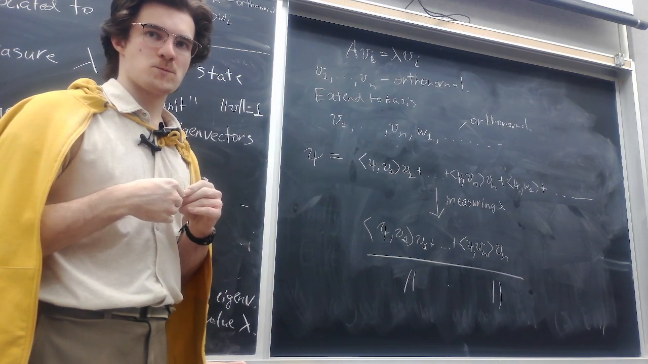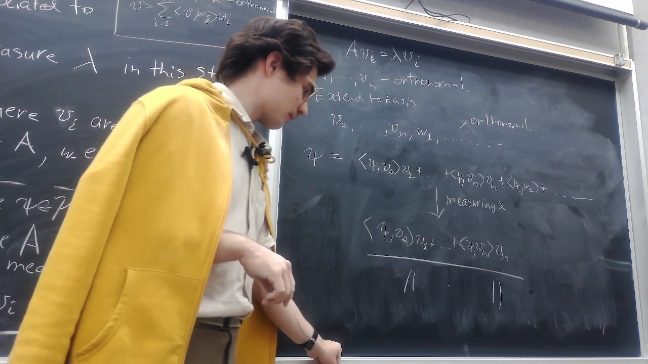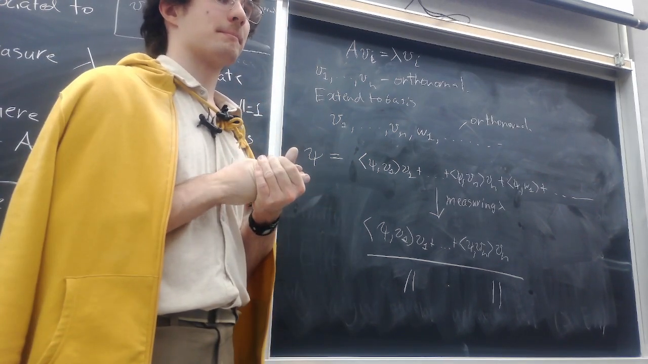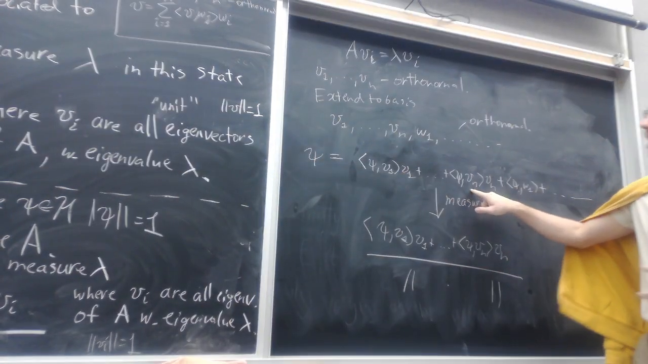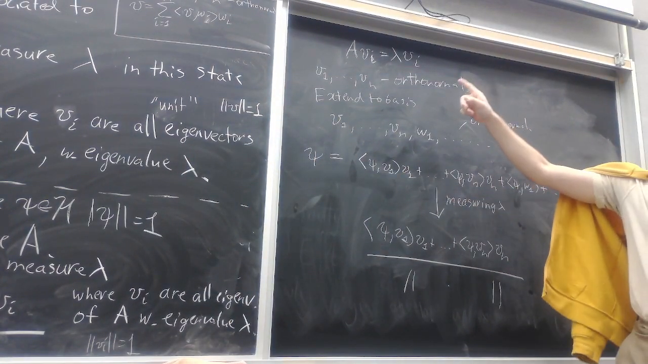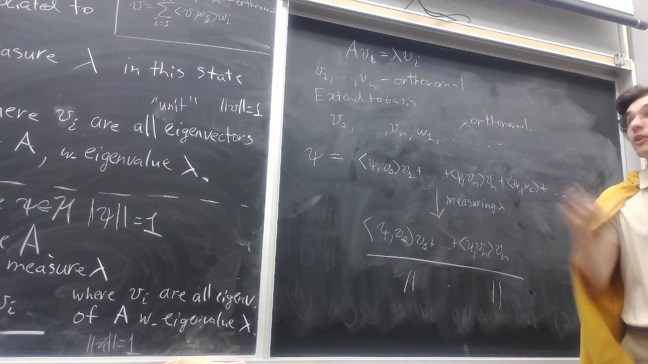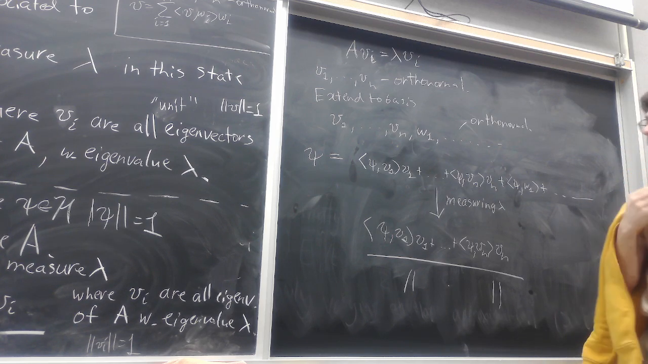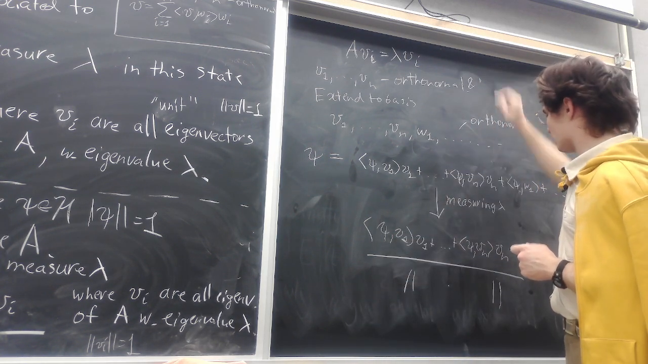Do you agree? Yes. No, because these v's are the eigenvectors of A that have eigenvalue lambda. There could be more eigenvectors. Right? Yes. Orthonormal. So yeah.